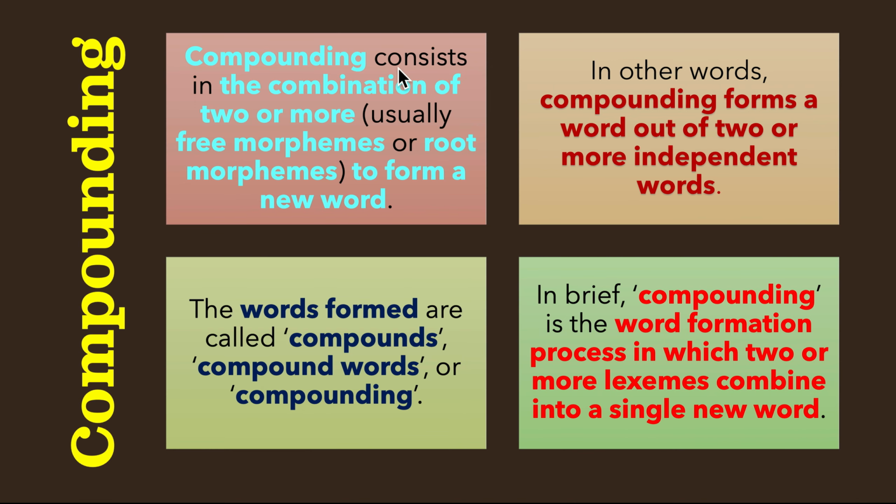Compounding consists in the combination of two or more, usually free morphemes or root morphemes, to form a new word. In other words, compounding forms a word out of two or more independent words. The words formed are called compounds or compound words. In brief, compounding is the word formation process in which two or more lexemes combine into a single new word.